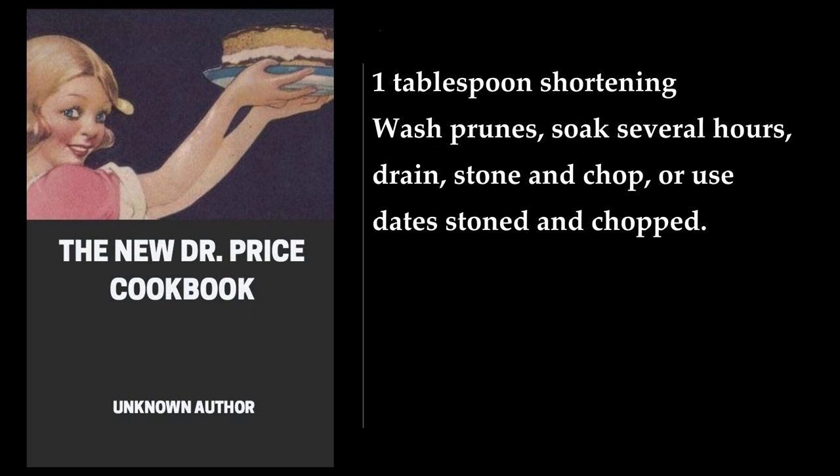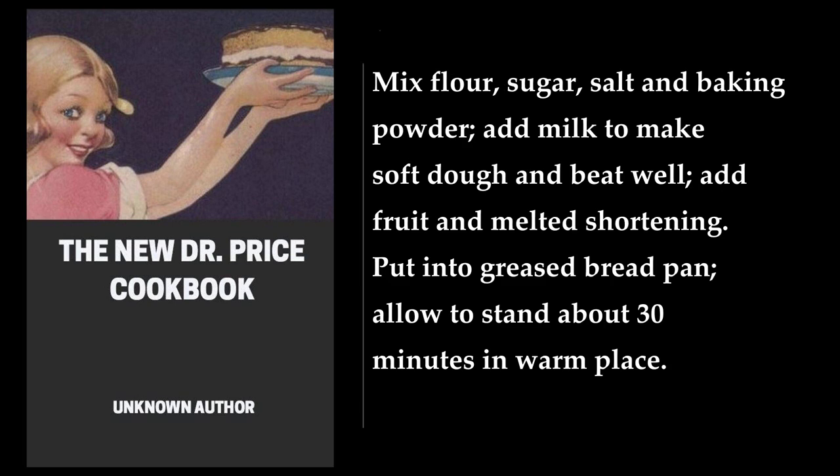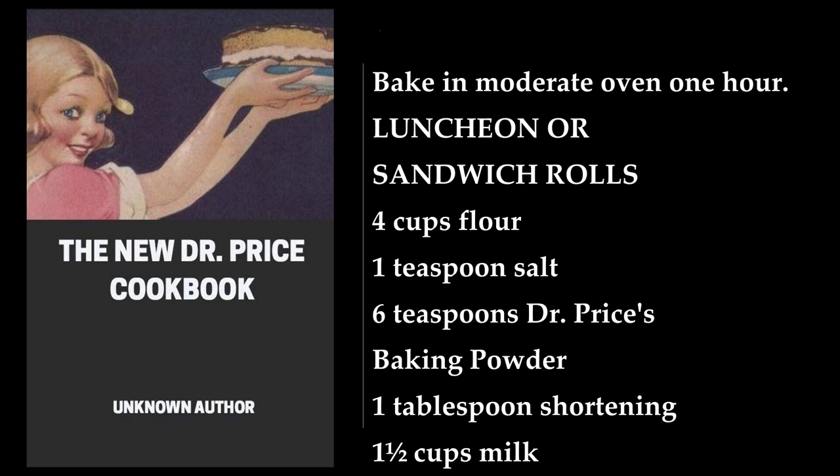Wash prunes, soak several hours, drain, stone and chop, or use dates stoned and chopped. Mix flour, sugar, salt and baking powder, add milk to make soft dough and beat well, add fruit and melted shortening. Put into greased bread pan, allow to stand about 30 minutes in warm place. Bake in moderate oven 1 hour.